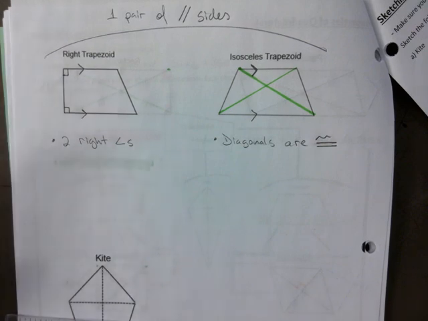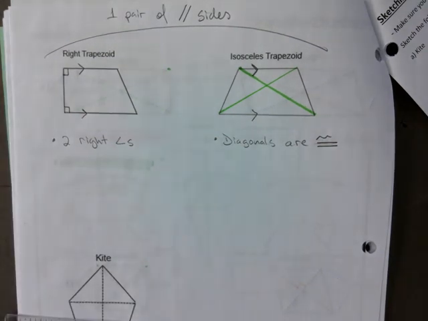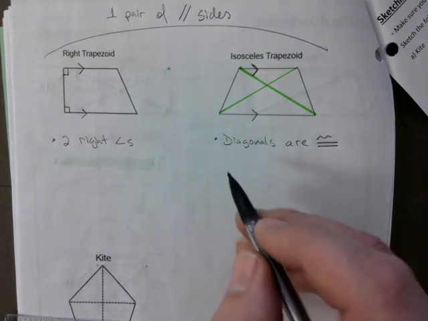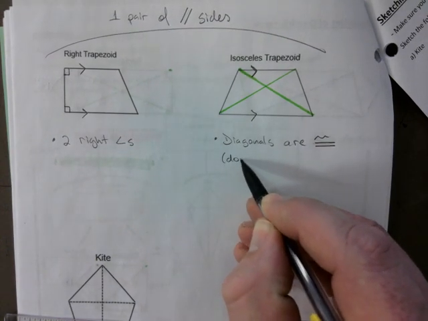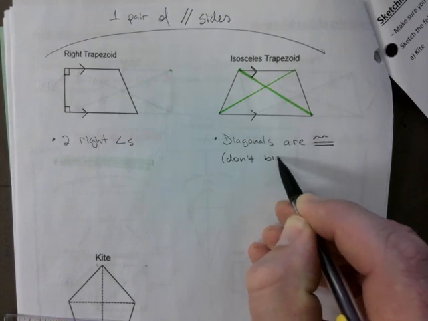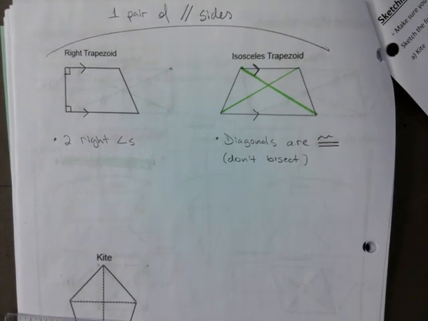Do you think they bisect? Do you think they cut each other in half? It doesn't look like it, does it? So I want to make sure you understand they don't bisect. They do not cut each other in half.